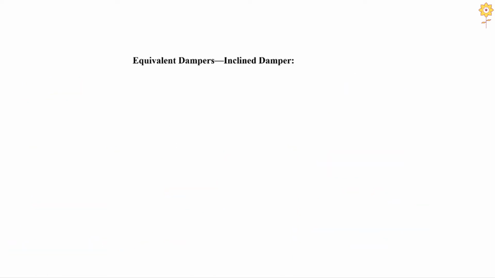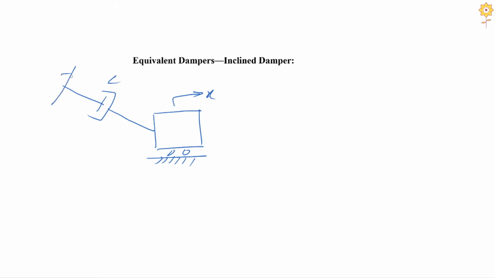Now again I am talking about equivalent dampers, and in this case we talk about the inclined damper. Again we have a spring that is inclined to the direction of movement of the mass. Similarly we have a damper that is inclined to the direction of movement of the mass. So this is displacement x, this is the damping coefficient C of the damper, and this damper axis is inclined to the direction of movement of the mass by an angle alpha.